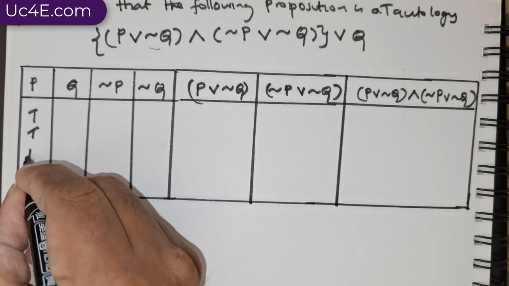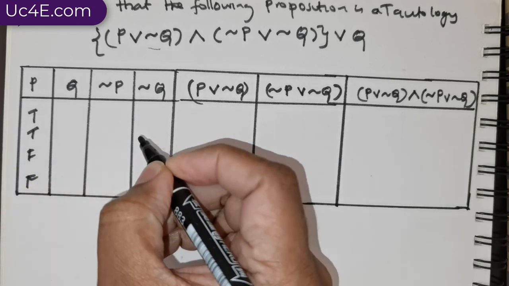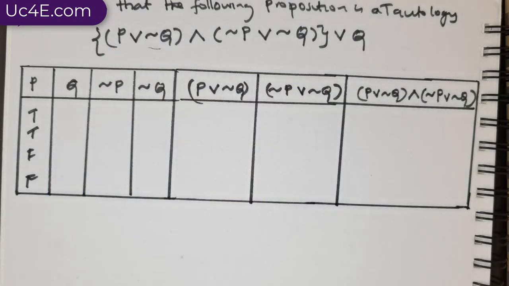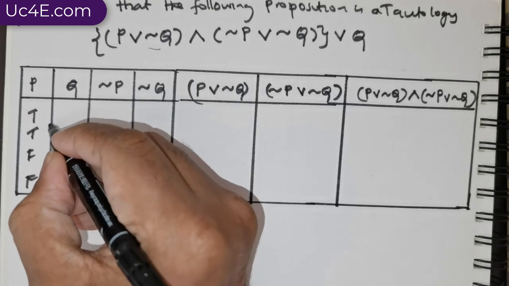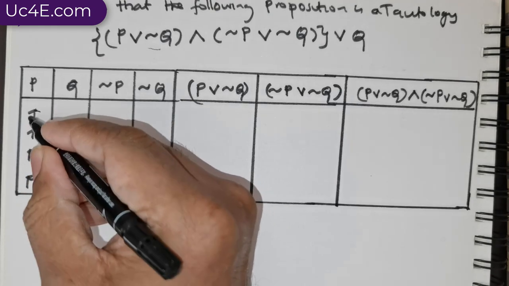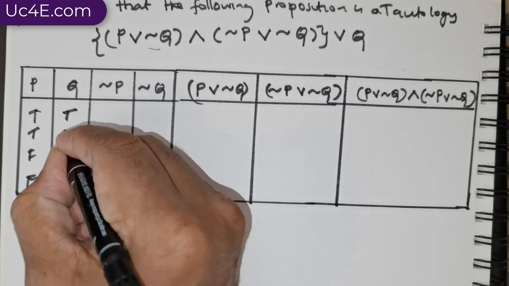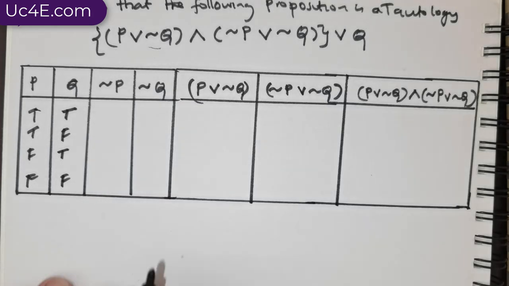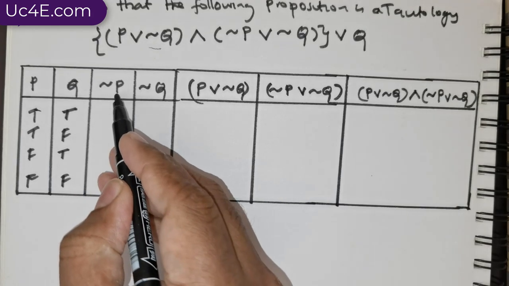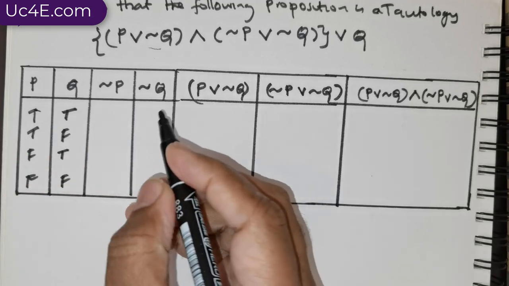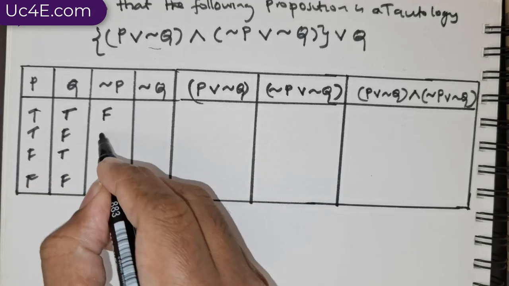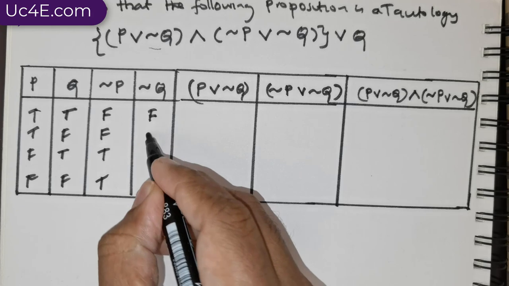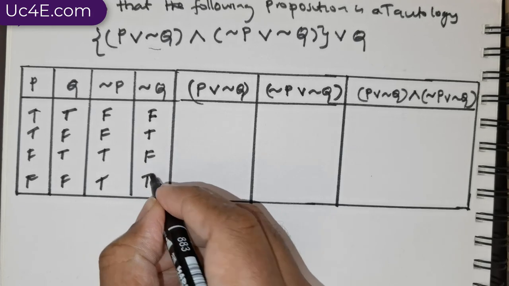T, T, F, and F. Whenever they are asking you to prove a tautology and they are giving you a proposition in this fashion, you will have to take in the truth values. The general way is shown as follows. So T, T, F, F, and then T, F, T, F. Negation of P, as I mentioned to you, whatever value you get, you take the opposite of that. So that's going to be F, F, T, T. Negation of Q, the opposite of this, is going to be F, T, F, T.